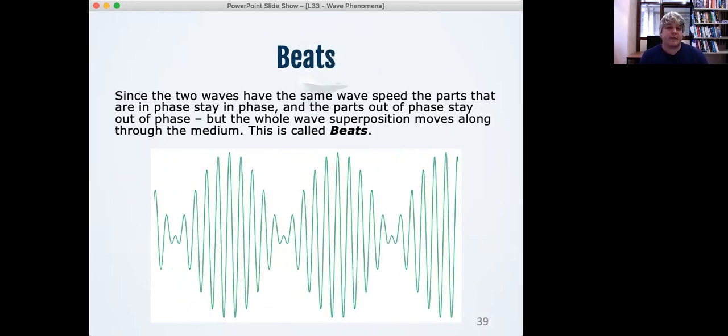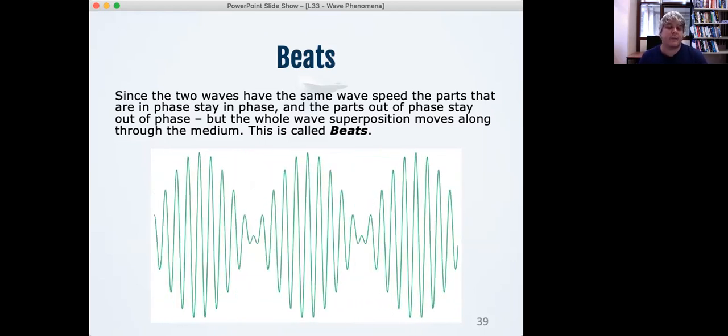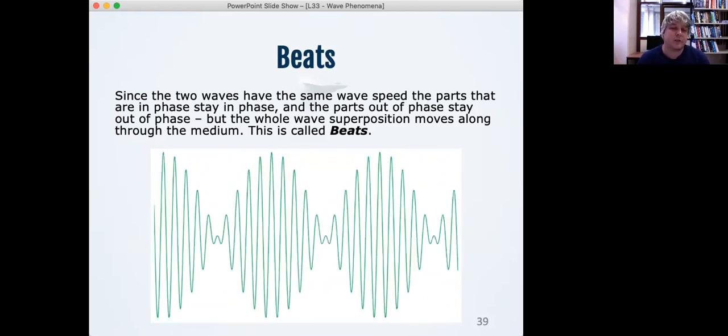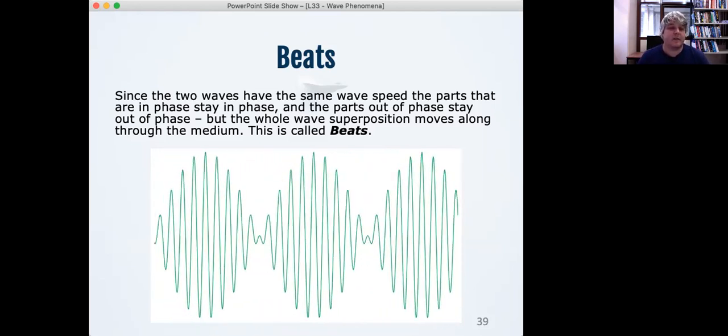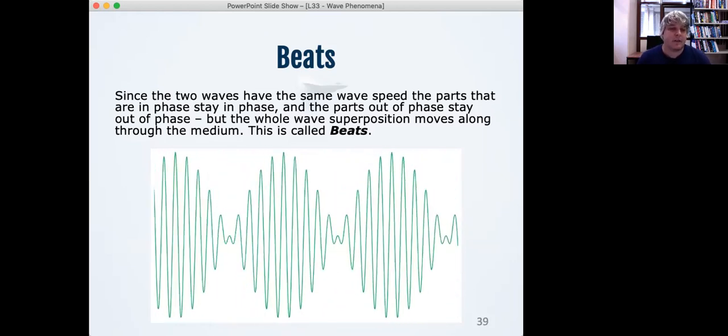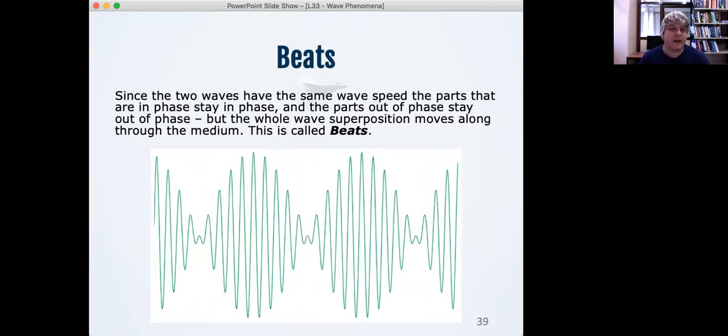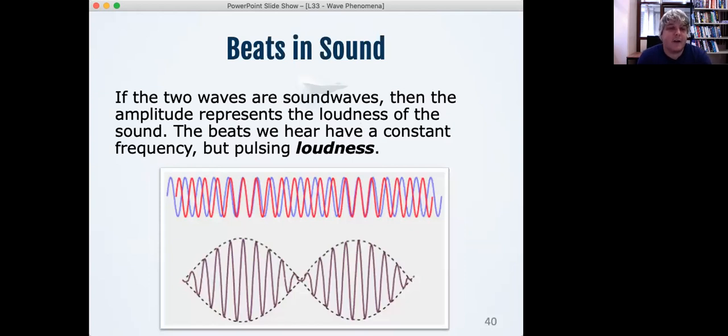So those two waves traveling through that medium will actually produce a wave that looks like this, like these beats. And for sound, the amplitude is the thing that we hear, it's the loudness. So if they are sound waves, then what we hear is one frequency, one pitch. We interpret it as a single pitch, a constant pitch, but we hear the loudness pulsing. The loudness changes because the amplitude is the loudness. So it's loud, then it drops to nothing, and then loud again, and then nothing, and then loud again. So we get this varying loudness, this pulsing loudness.